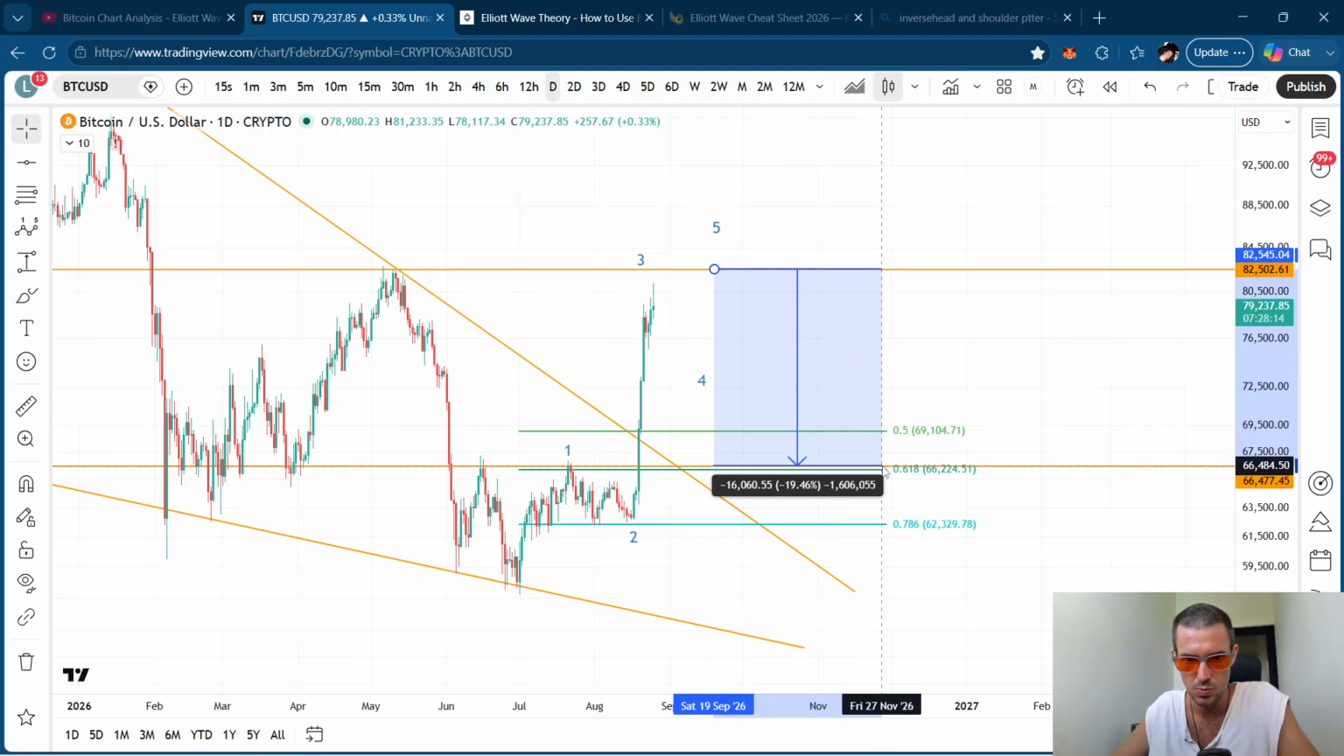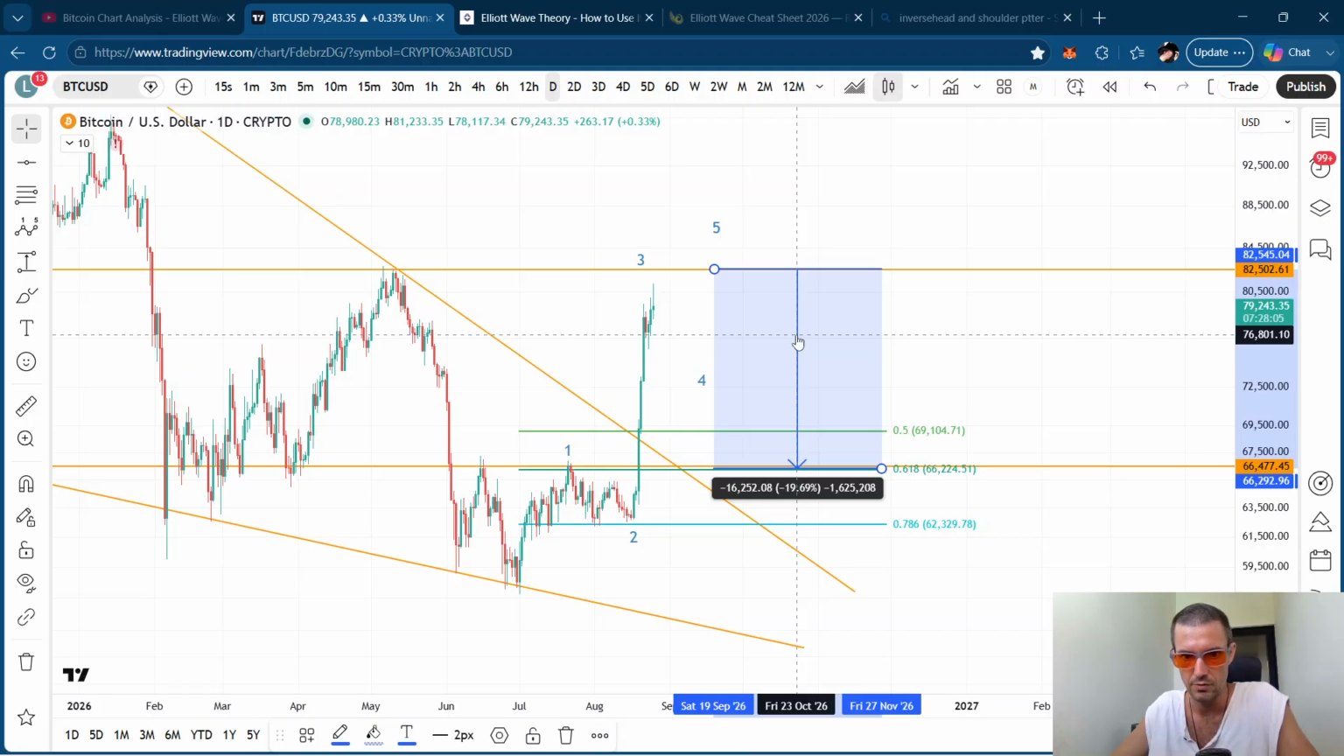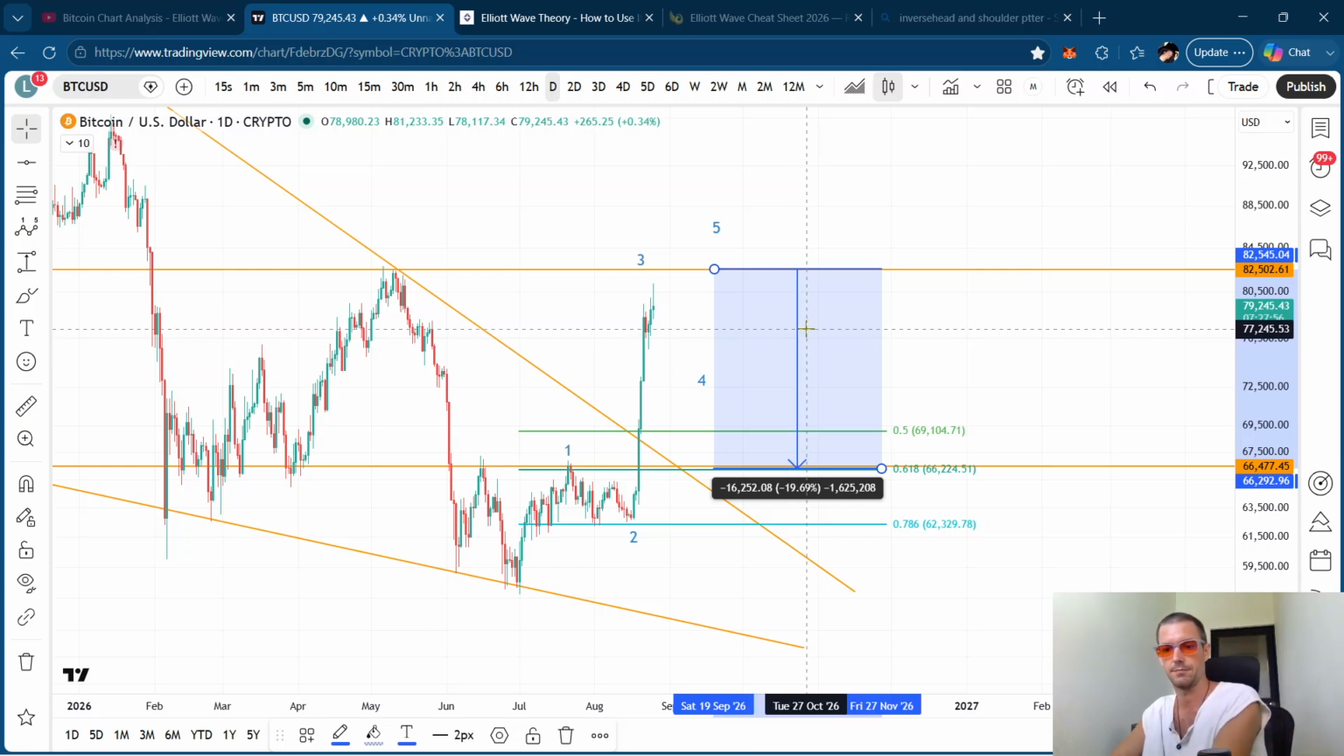If it makes it to the 618, which is another common area to see a retracement in an ABC correction, that would be an almost 20% move down, right? It could almost retrace this whole impulse and then still be bullish, right? Still go and break out, right?